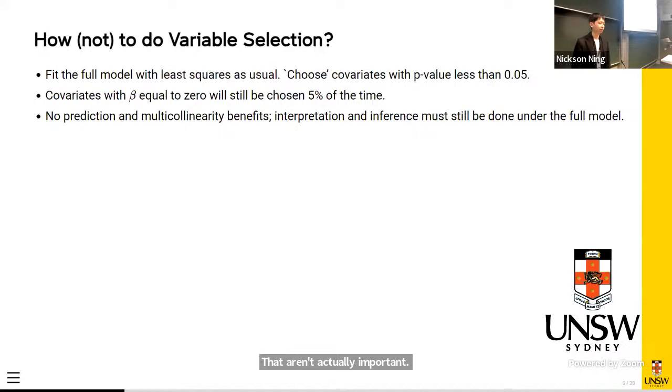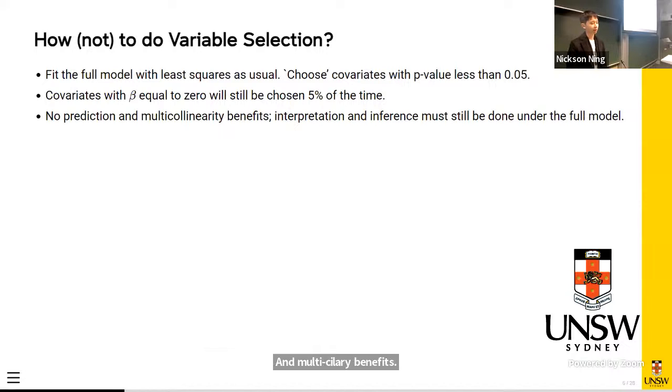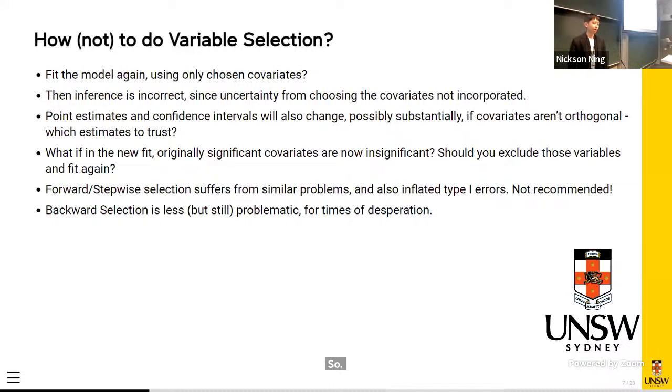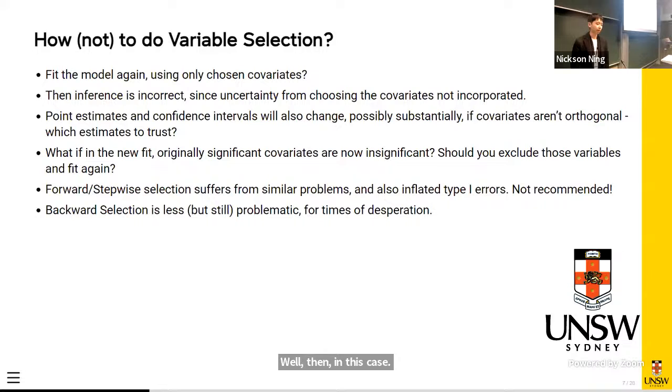Also, if you take this approach, then you won't get any of the prediction and multicollinearity benefits because your interpretation and inference still has to be done under the full model, since all you've done is look at the results and choose the covariates with p-value less than 0.05 as important for your research question. So that begs the question, what if you fit the model again using only the chosen covariates? Then your inference is actually going to be incorrect. And this is a very important point.